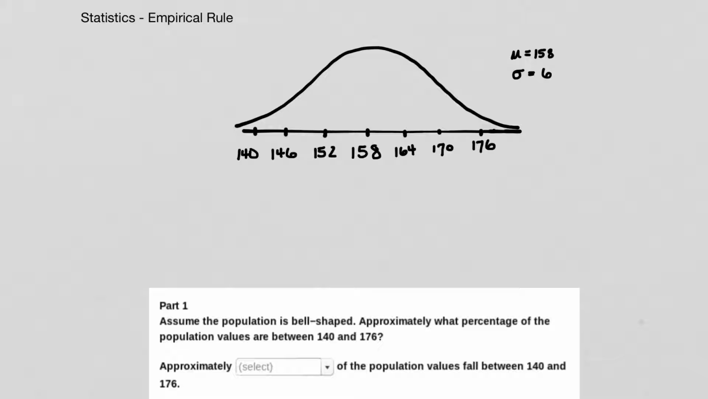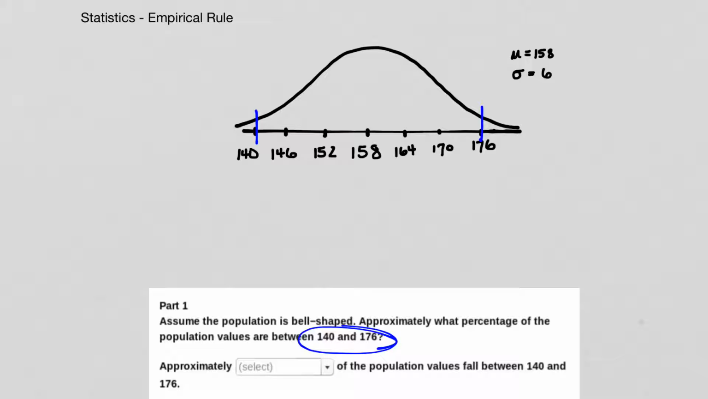So now what I know from the distribution and the empirical rule is that, and my question here is, what percentage of values fall between 140 and 176. So here's the 140, here's the 176.